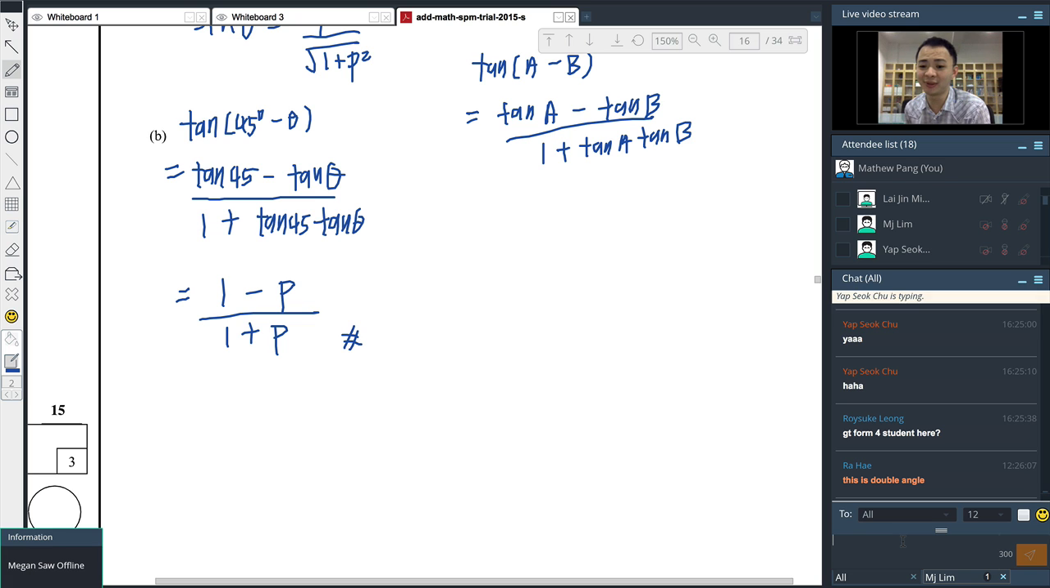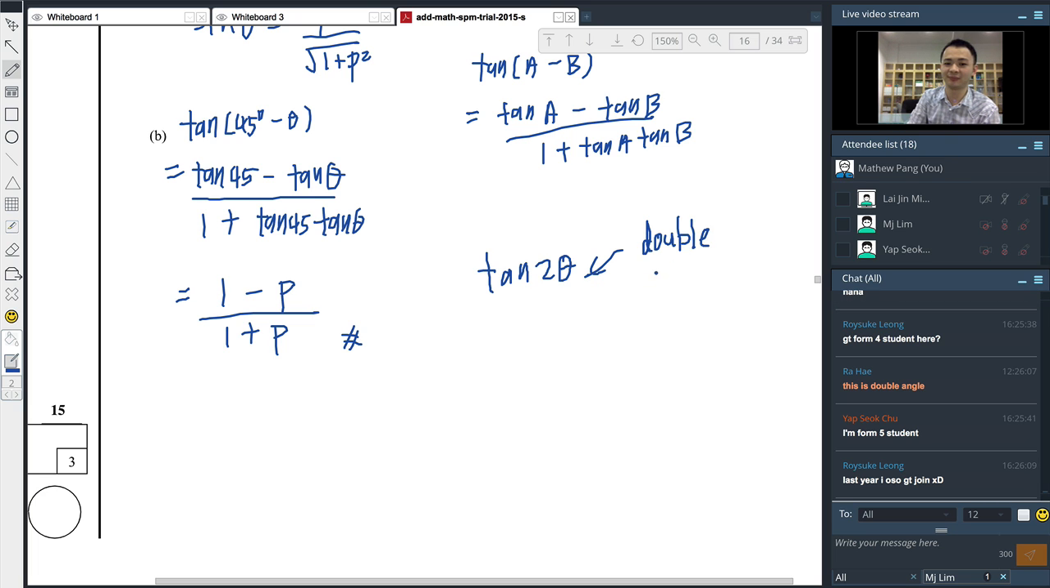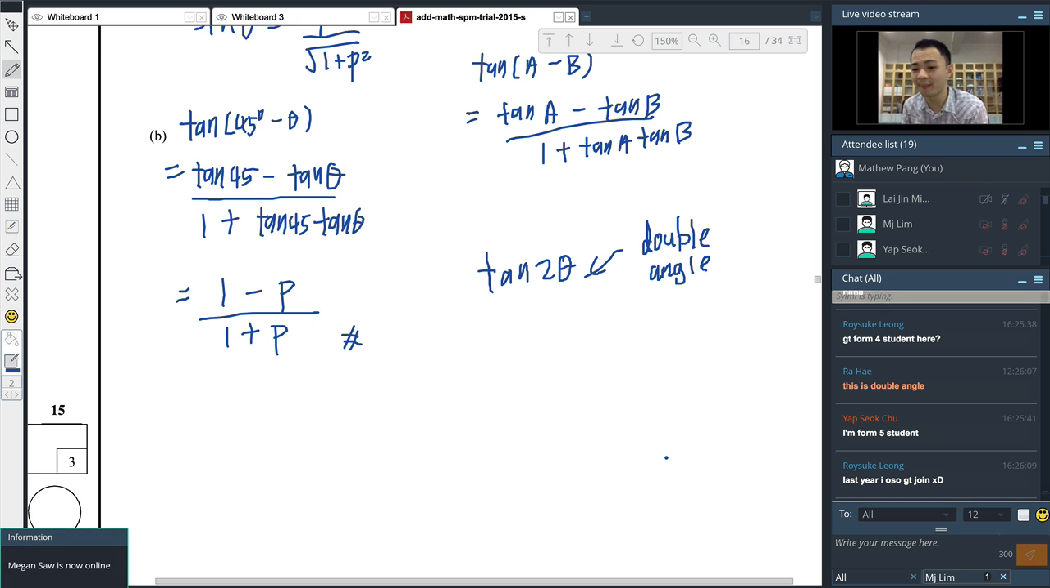This is double angle. No, this is not the double angle. If this is double angle, they will write tangent 2 delta. Okay, this one is double angle. If it is written tangent 45 minus delta, this is something like tangent A minus B. It's not the double angle.